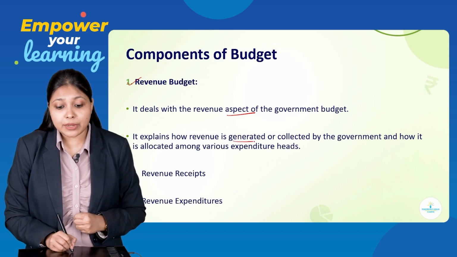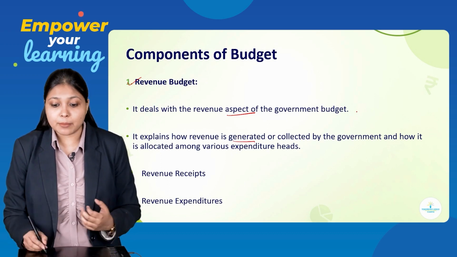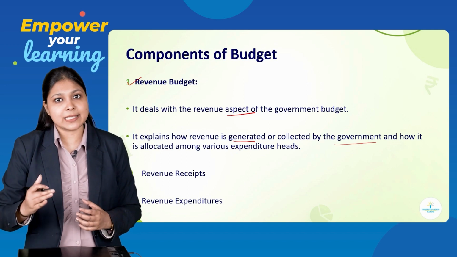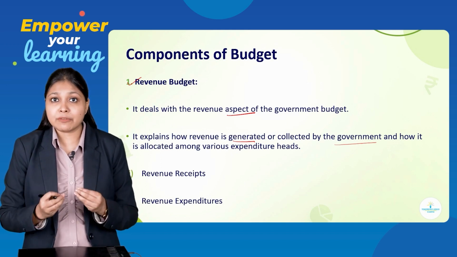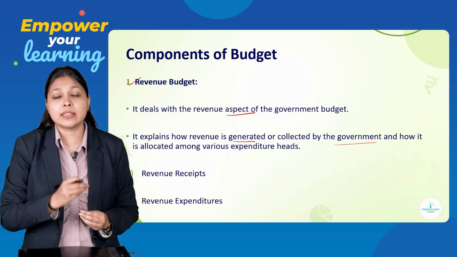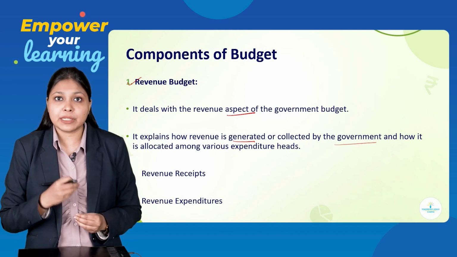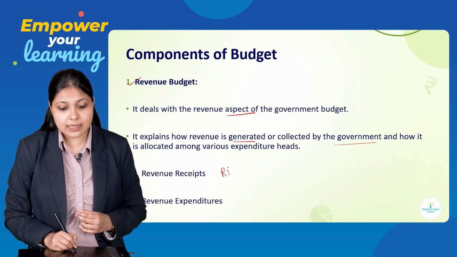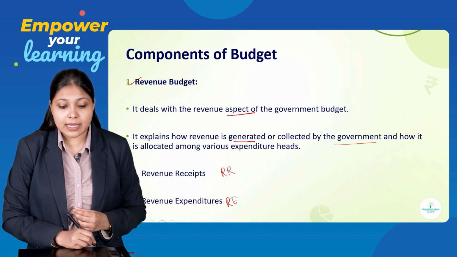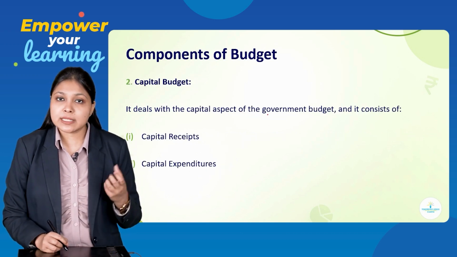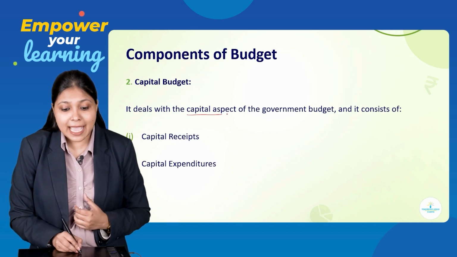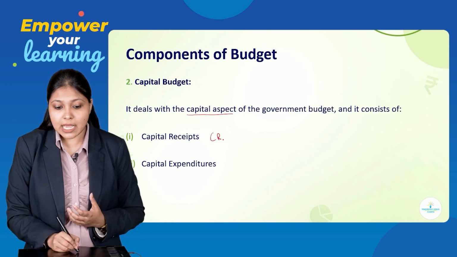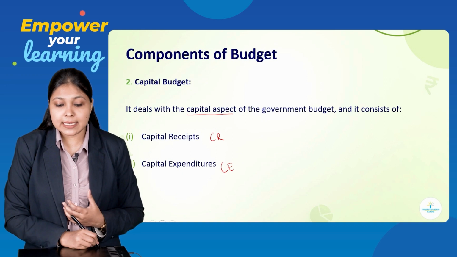And it explains how revenue is generated or collected by the government and how it is going to be allocated through various expenditure heads. So whatever revenue is collected by the government, how we are going to allocate it for different expenses. So revenue budget can be of two types, revenue receipts RR and revenue expenditure RE. The second component of budget is capital budget. This is going to deal with the capital aspect of the government. It again has two types, capital receipts CR and capital expenditure CE.